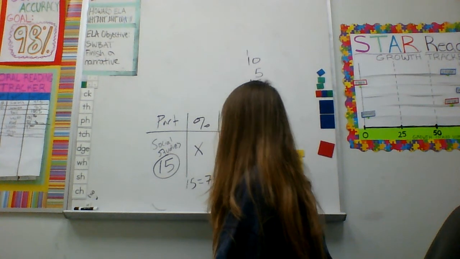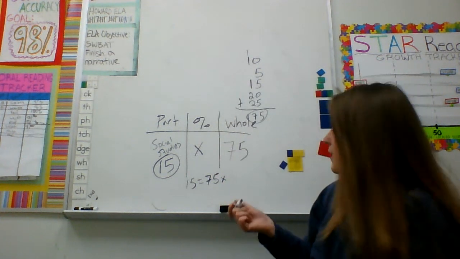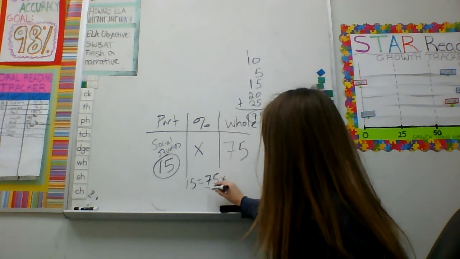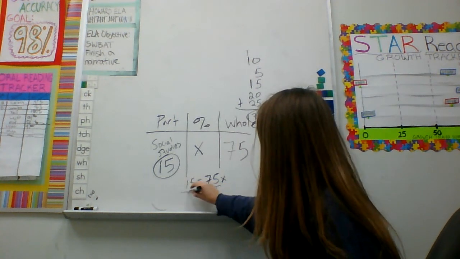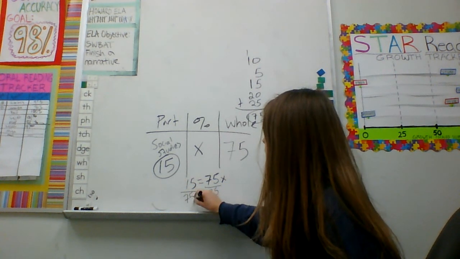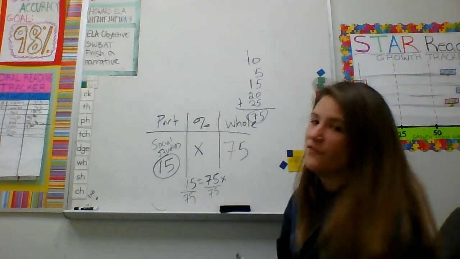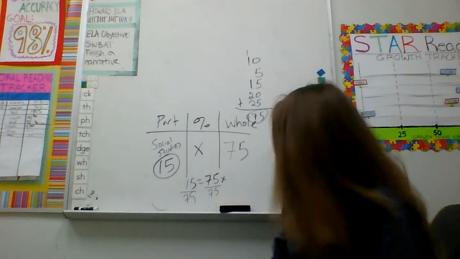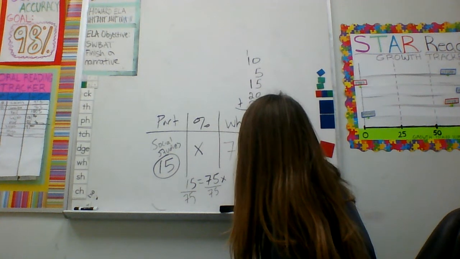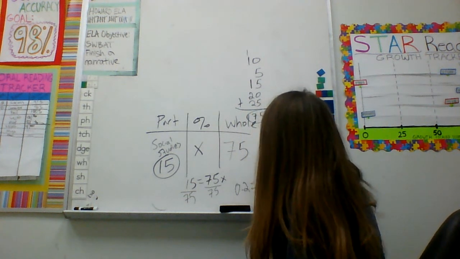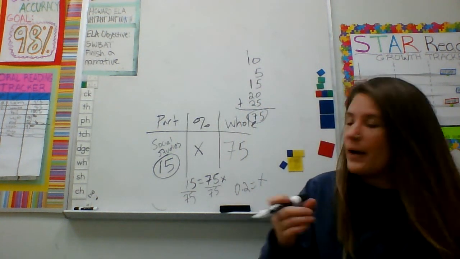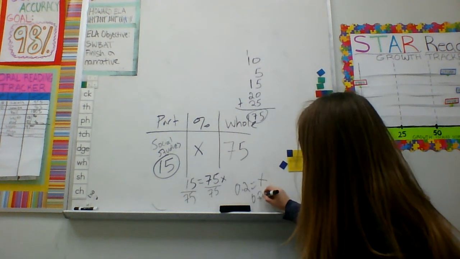Now again, I want to get x by itself. So in order to do that, I need to get rid of my coefficient. I'm going to divide both sides by 75. And this is where I definitely want to use my calculator. 15 divided by 75, I plug that into my calculator, and I should get 0.2 equals x. Now I can't say that my percent is 0.2%.